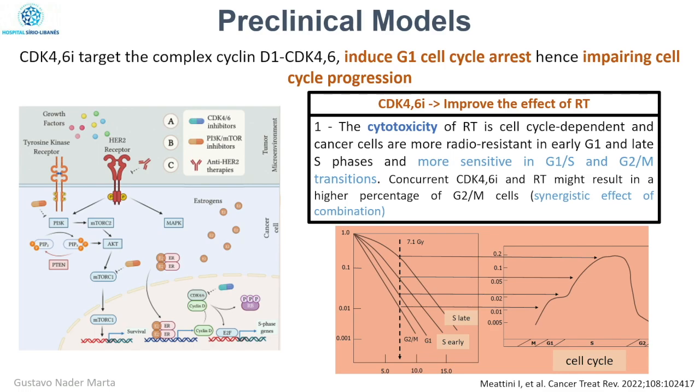cytotoxicity event. The cytotoxicity event of radiotherapy is cell cycle dependent, and cancer cells are more sensitive in G1S and G2M transitions. It means that concurrent CDK inhibitors and radiotherapy might result in a higher percentage of G2M cells, being a synergistic effect of combination.